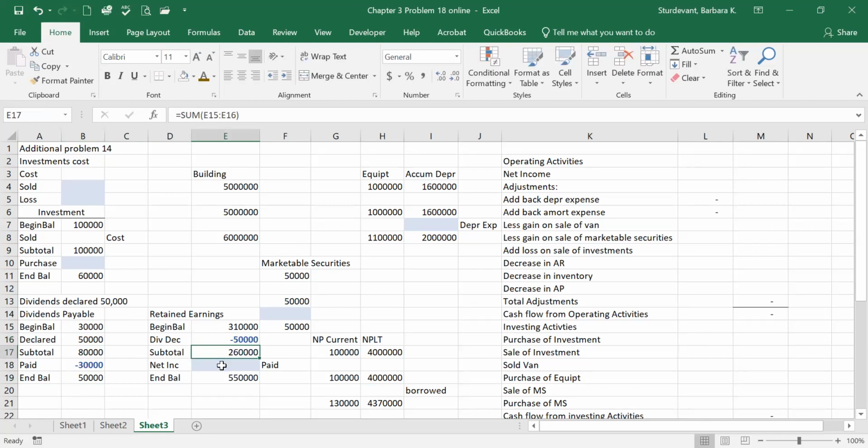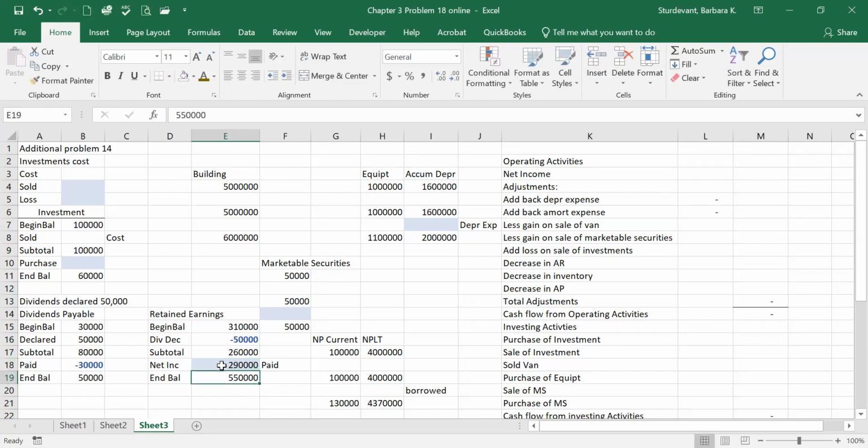Okay. And so in this case, I don't really have to do this part, but I should just do it anyway. So what would I put in there to make it equal 550, to go from 260 to 550? What goes in there? 290. Yeah, 290.